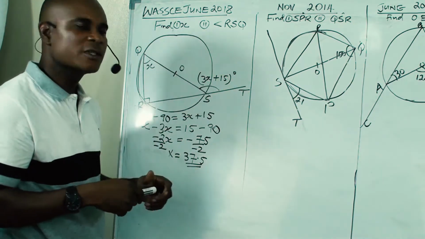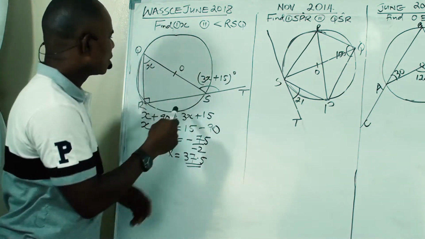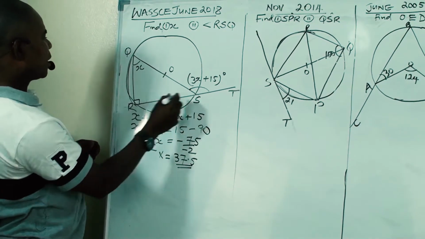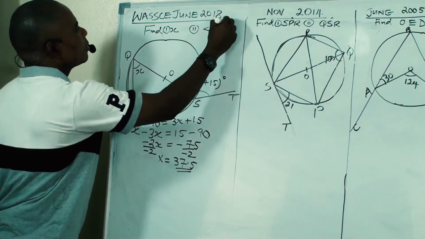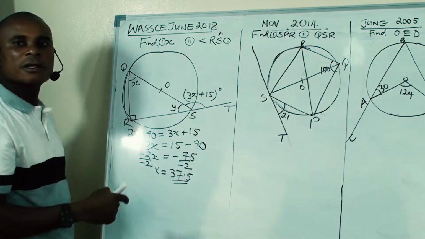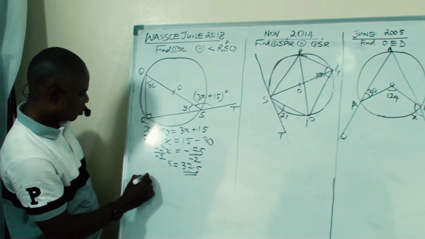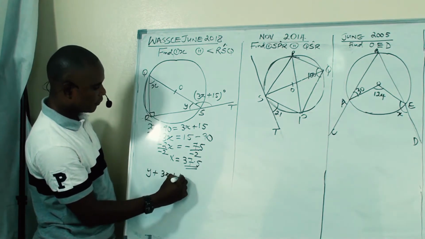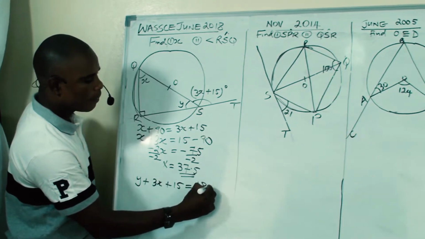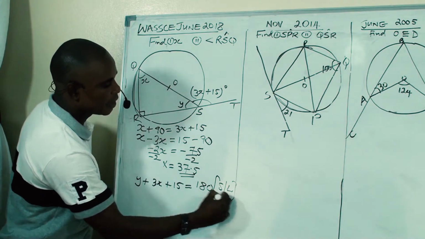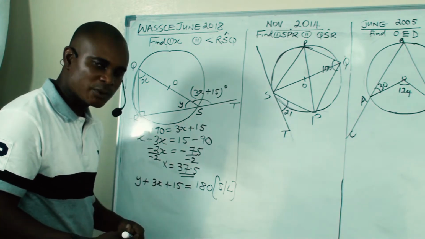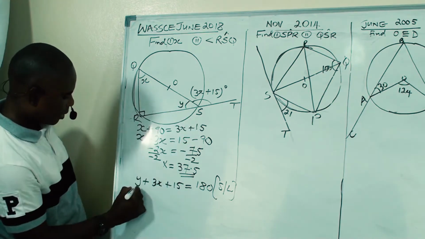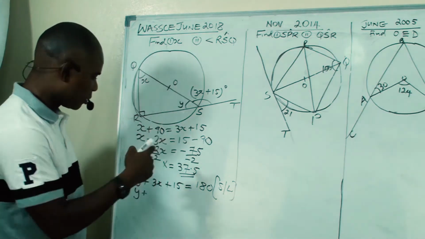Now the second question says let's also find RSQ. This is the angle in the middle. That's what I want to find. Let me call it y in that case. So if I want to find y, remember y plus this angle here, 3x plus 15, must be equal to 180. That's angles on a straight line. Remember that, because we said that angles on a straight line sum up to 180. That's why I gave you 180 here. So this is y we want to find, but you already know your x there.